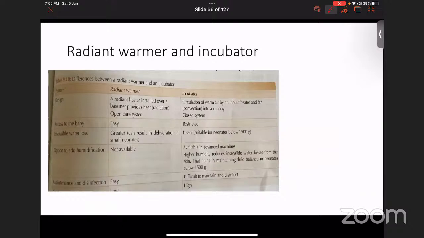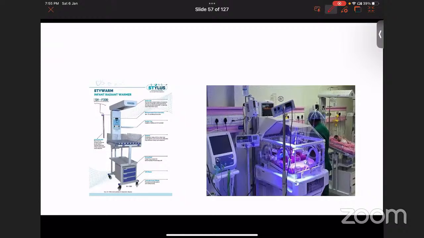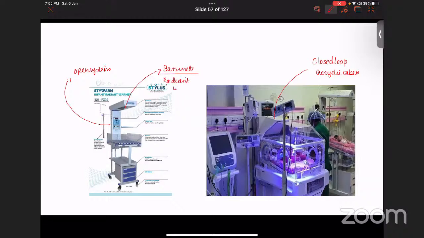Yes. So, what is the difference between radiant warmer and incubator? See, the incubator is a closed system, an acrylic cabin, right? The radiant warmer is an open system, and the bassinet, the radiant warmer will provide heat. Got it? And here, the heat will be provided by the fan. You can see here, I will highlight it. So here, you see, this is the area.